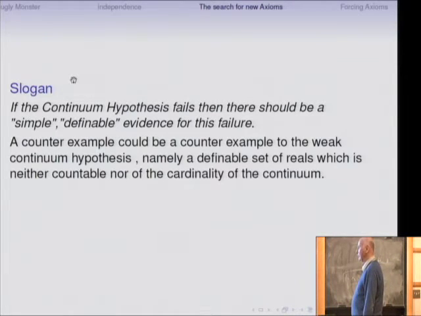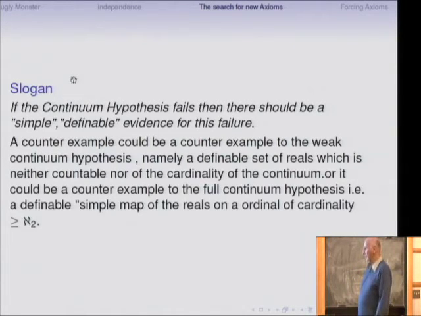Now, what is simple definable? A counterexample could be a counterexample to the weak continuum hypothesis, namely a definable set of reals which is neither countable nor of the cardinality of the continuum. Namely, you describe a set and say this set is not countable and not of size continuum. And it could be a counterexample to the full continuum hypothesis. It could be some simple map. I phrased the other continuum hypothesis that whenever you got a map of the reals onto some ordinal, that ordinal would have to be relatively small. It can't be past Aleph 2. So it could be some definable map of the reals onto an ordinal of cardinality less than or equal to Aleph 2.